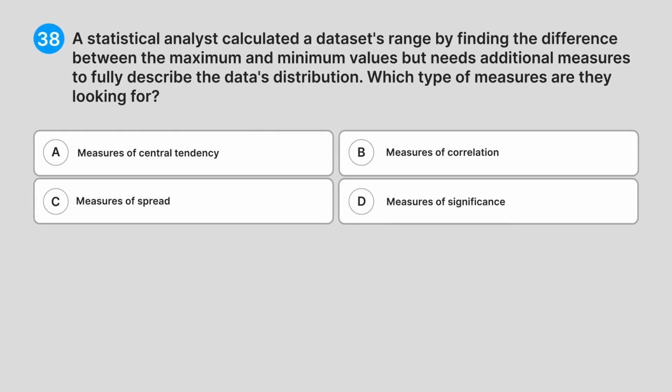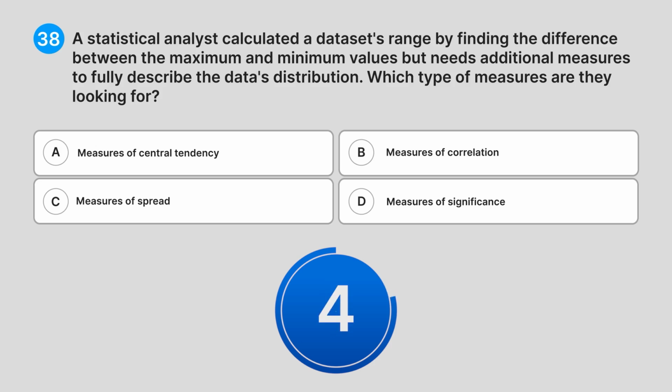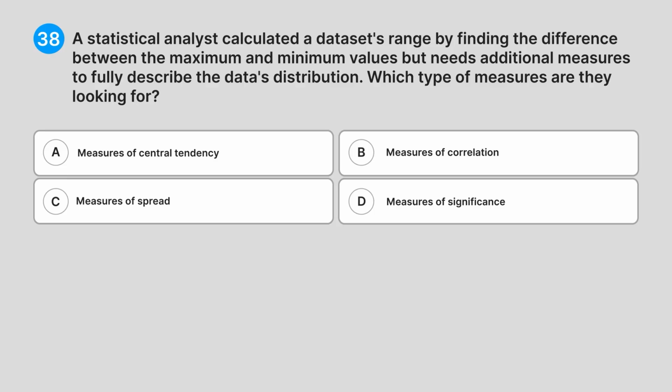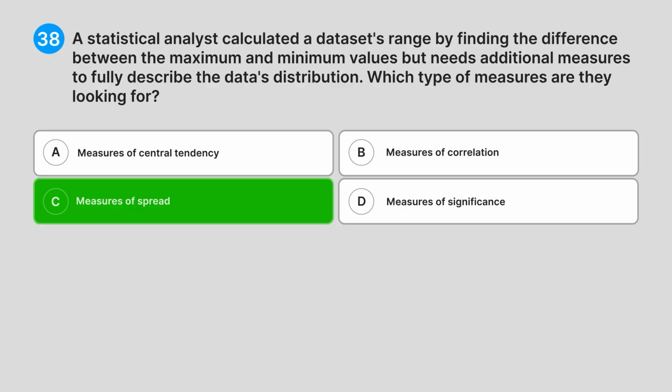38. A statistical analyst calculated a dataset's range by finding the difference between the maximum and minimum values but needs additional measures to fully describe the data's distribution. Which type of measures are they looking for? A. Measures of central tendency. B. Measures of correlation. C. Measures of spread. D. Measures of significance. Do you know the answer? Correct answer, C. Measures of spread.